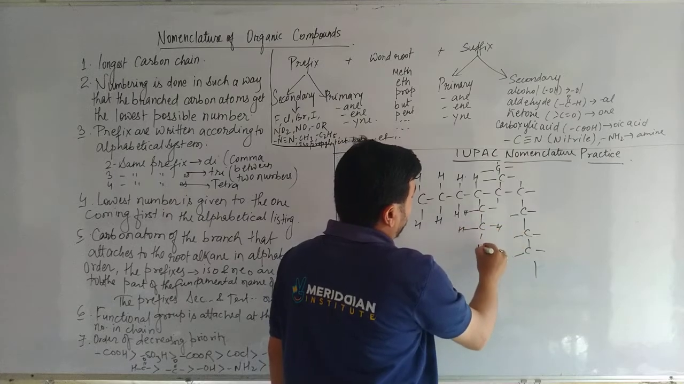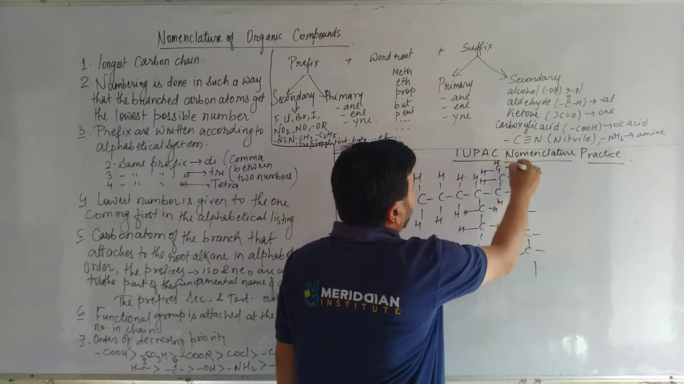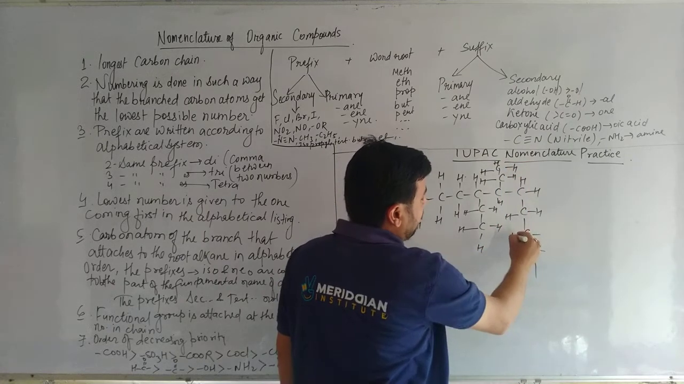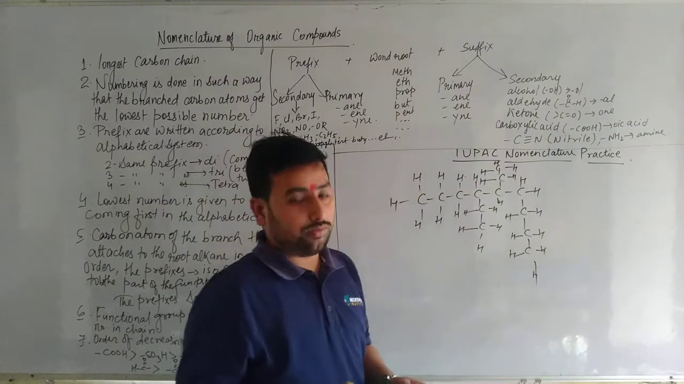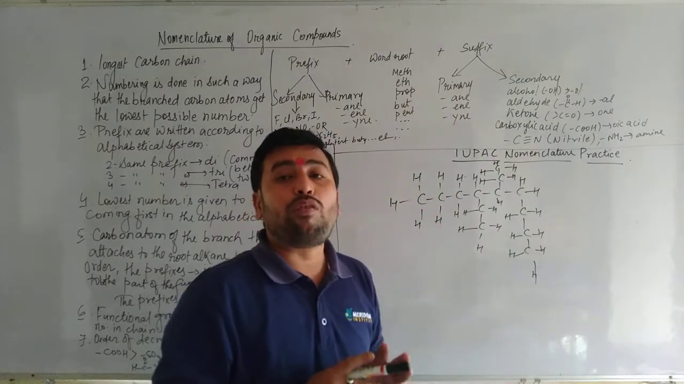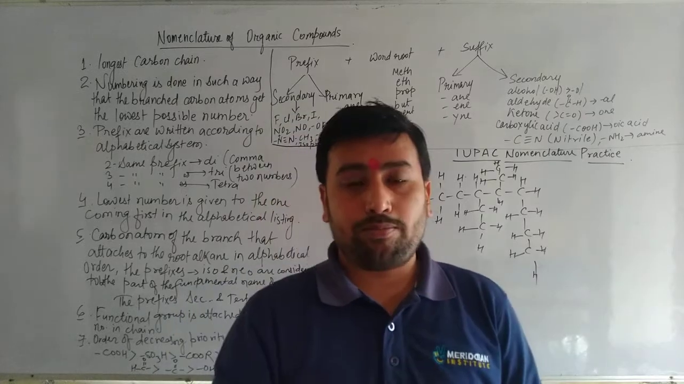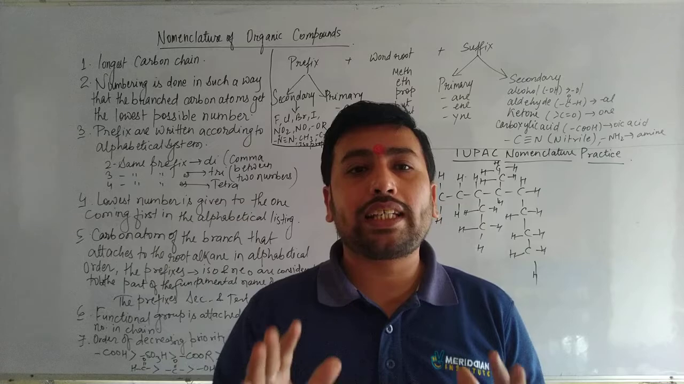Now there is one question: how will you understand from which side we should count? The main thing here is that you have to understand the concept of the longest carbon chain. Just suppose we are counting from any side. Our main focus should be that we count from all the sides and we should get the longest carbon chain. What should we get? The longest carbon chain.